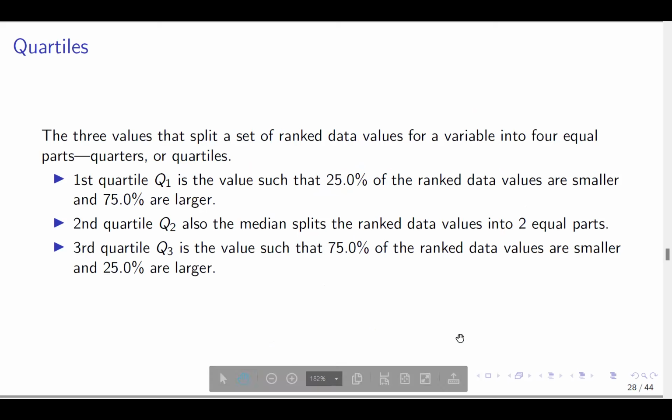To end the session on the central tendency measures, let us look briefly at the concept of quartiles, all right? Quartiles are 3 values that split a set of ranked data values for a variable into 4 equal parts. So we have the first quartile, which is Q1, Q2, the second quartile, and then Q3.